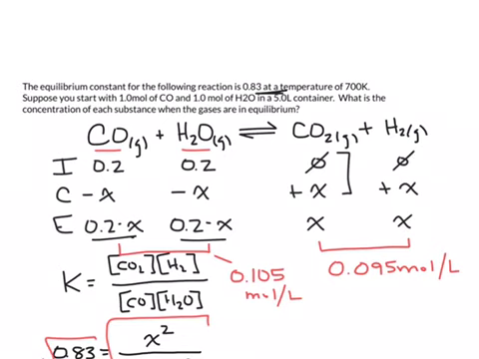So it's pretty close to a 50% reaction. Our equilibrium constant is a little bit lower than 1. It's almost 1, so it favors the reactants just a little bit.